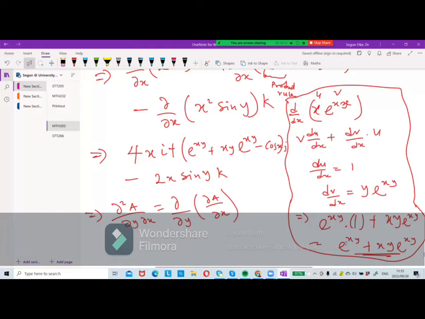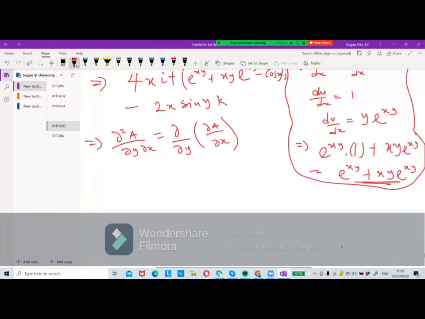Sir, with the one I asked earlier, in the case where it was d squared A over dy squared dx, would it be that we just have d over dy squared? Let me write it out. Okay, d squared A over dy squared dx.